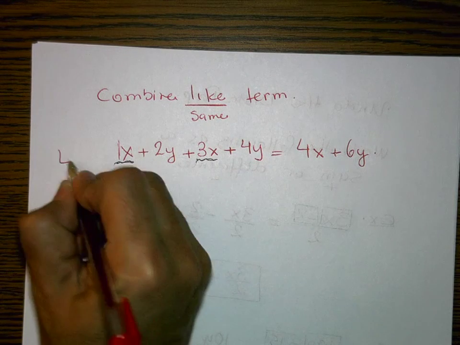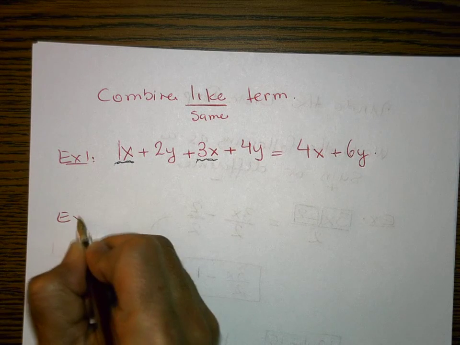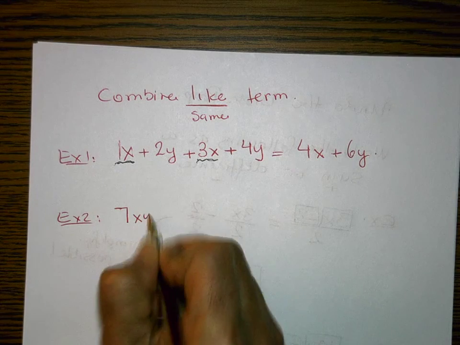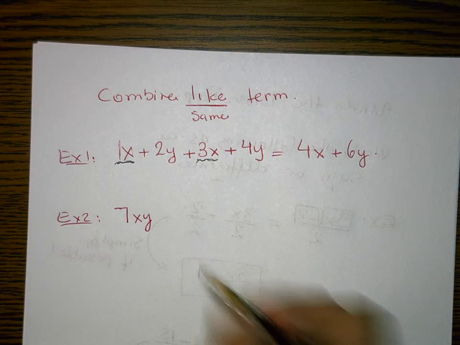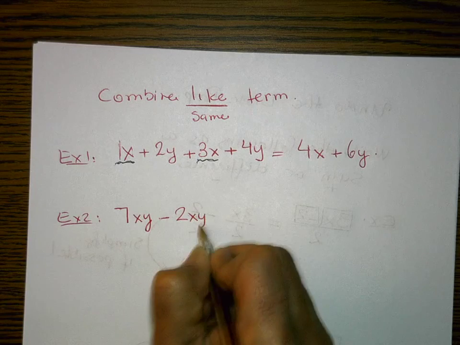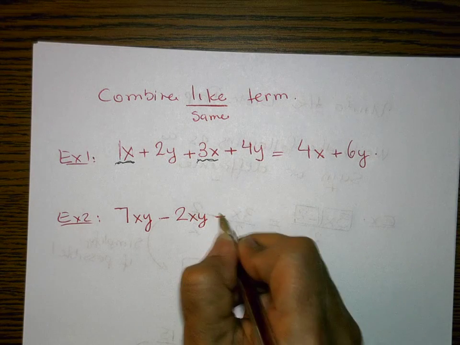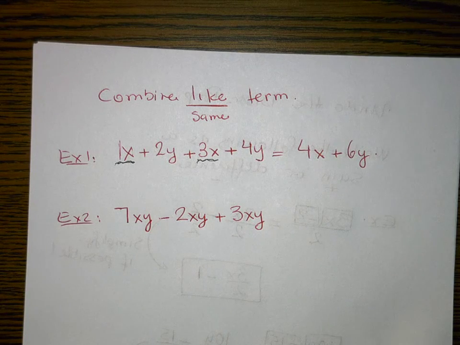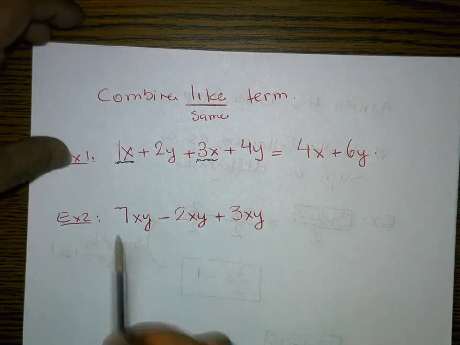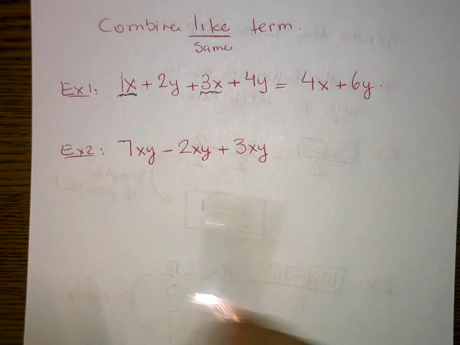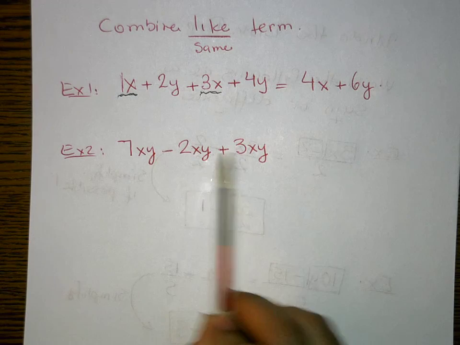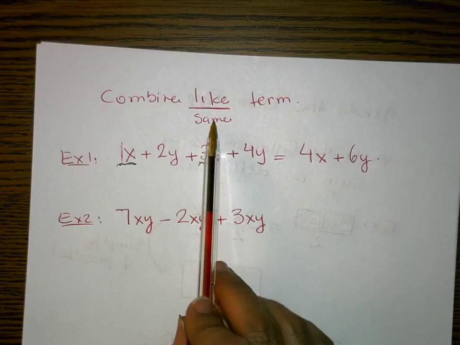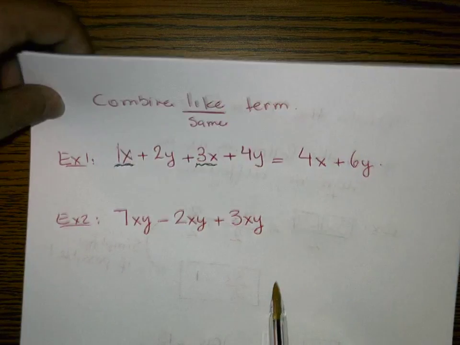Here was example 1. Let's do example 2. Okay, let's do 7xy's, but let's subtract 2xy's, but also let's add 3xy's. Okay, and they ask me to simplify it. Can you please simplify this expression? I'm like, okay, so this is an xy, this is also an xy, this is also an xy. They're all the same term, so they are like terms. So I can just combine them together.